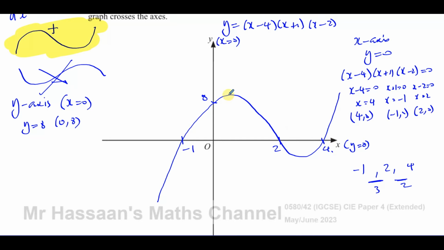This is turning in the right place. Because the origin is closer to minus 1 than 2, the turning point is going to be somewhere close to halfway between minus 1 and 2, so it's going to be somewhere on this side, somewhere around 1. And it's cutting the positive y-axis at a point on there. That's going to be our 0, 8. Minus 1, 2, and 4, they're all in the right place, and that's perfectly fine.